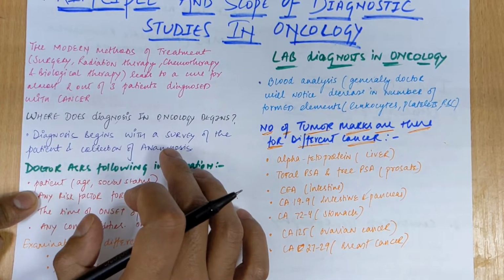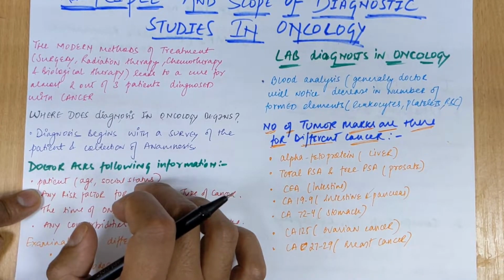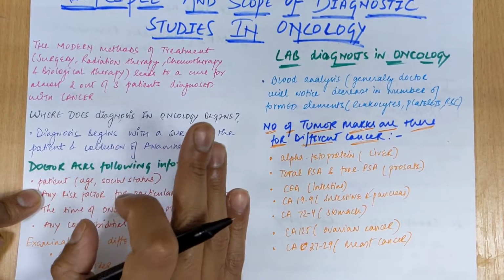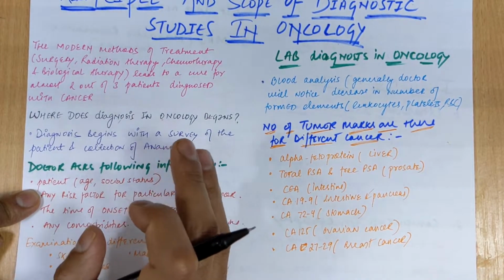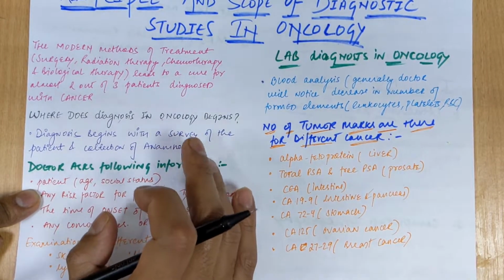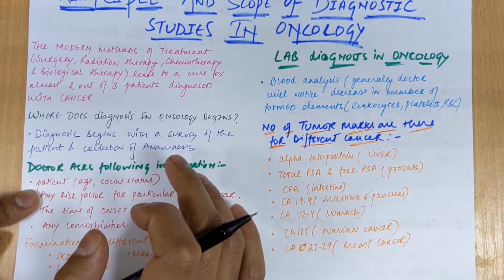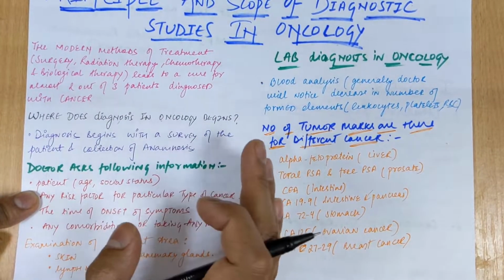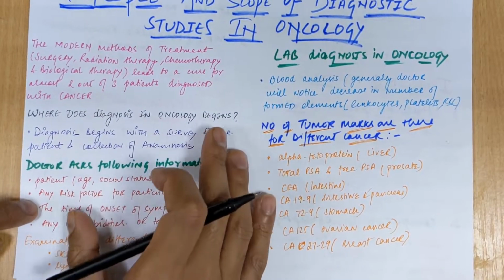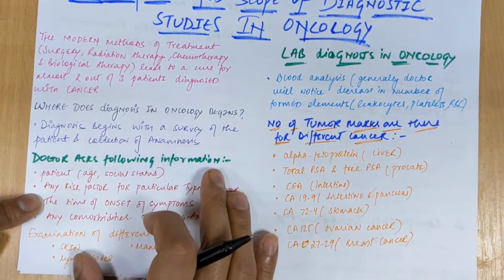Diagnosis begins with the survey of the patient and the collection of anamnesis. So it begins with what the symptoms of the patient are, what the history is, and what examination the doctor collects and performs. Further, the doctor sends the patient to lab diagnostics or instrumental diagnosis, whatever is needed for the diagnosis of cancer.